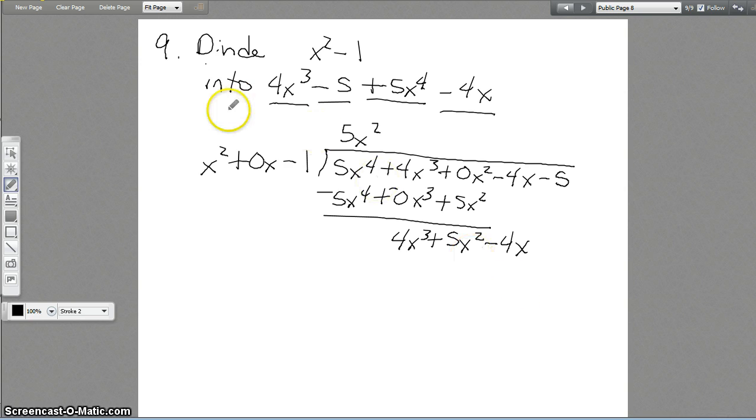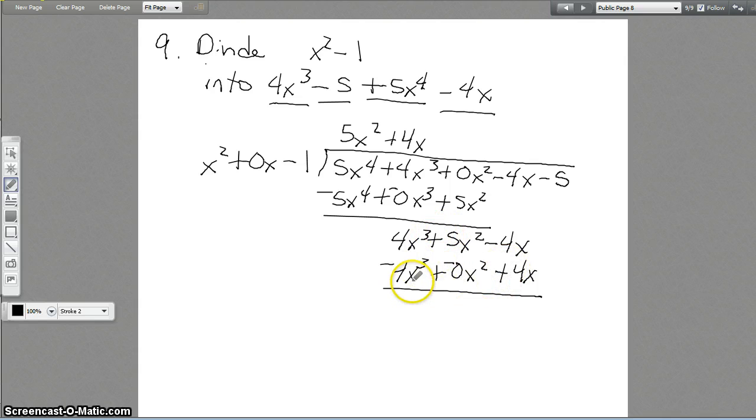So now we say, what do we multiply x squared by to get 4x cubed? Well, we would have to multiply it by 4x. So 4x times x squared is 4x cubed. 4x times 0x, that's still going to be a 0x squared. 4x times a negative 1 is going to be a negative 4x. We draw our line, we flip all of our signs.